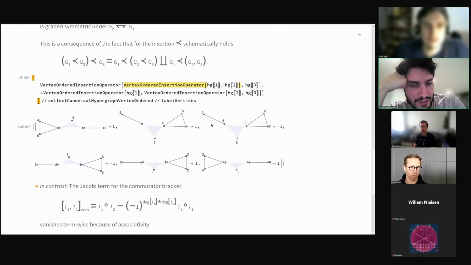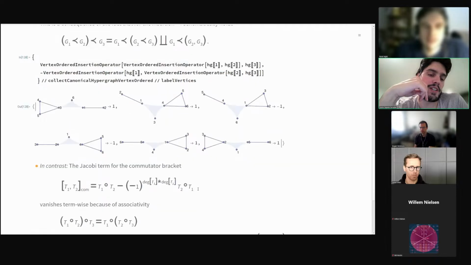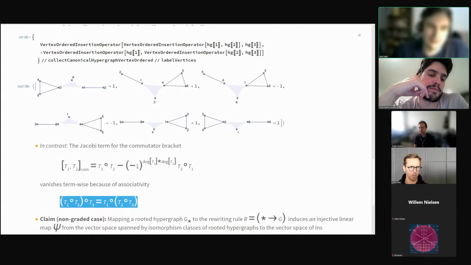Yeah, very cool. So now I want to say, in contrast, the Jacobi term for the commutator bracket: if you have two linear operators, endomorphisms of some vector space, you can consider a commutator or the graded commutator. And this commutator also defines the Lie bracket, but the Jacobi identity vanishes trivially because each term in the sum vanishes because this T is associative.